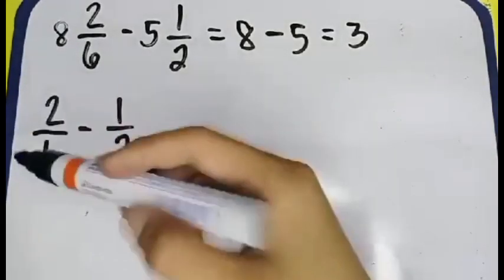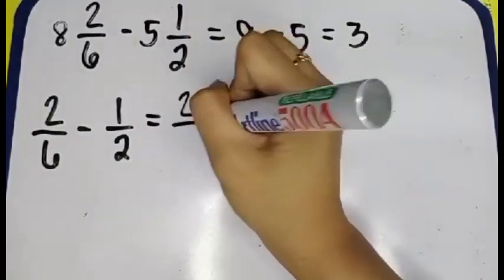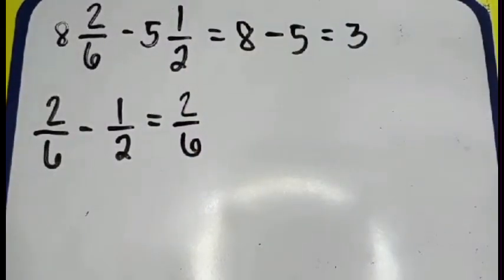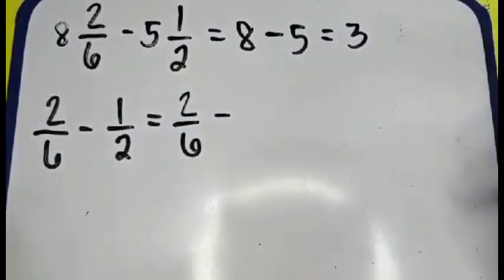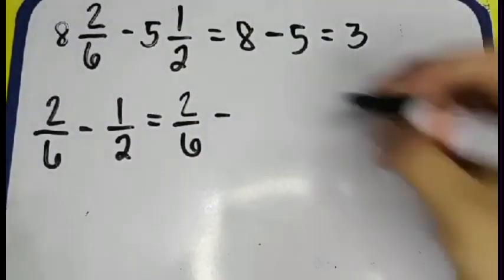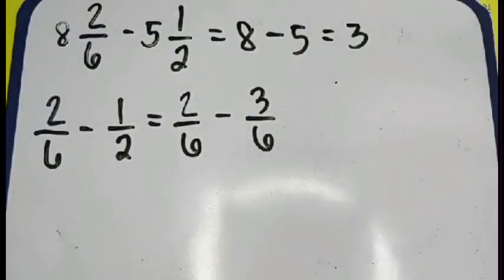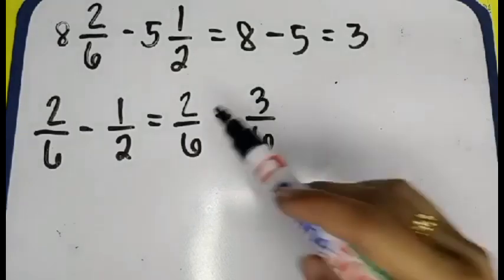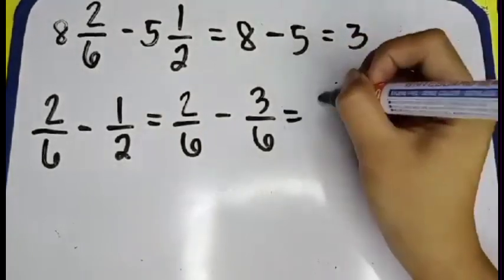So, 2/6 is imumultiply natin by 1, and our answer is 2/6 also. While 1/2 is imumultiply natin by 3, and that will be 3 over 6. Ayan, same denominator na sila. So, pwede na natin ipag-subtract yung numerator natin, which is yung 2 minus 3. So, 2 minus 3 is equal to -1.